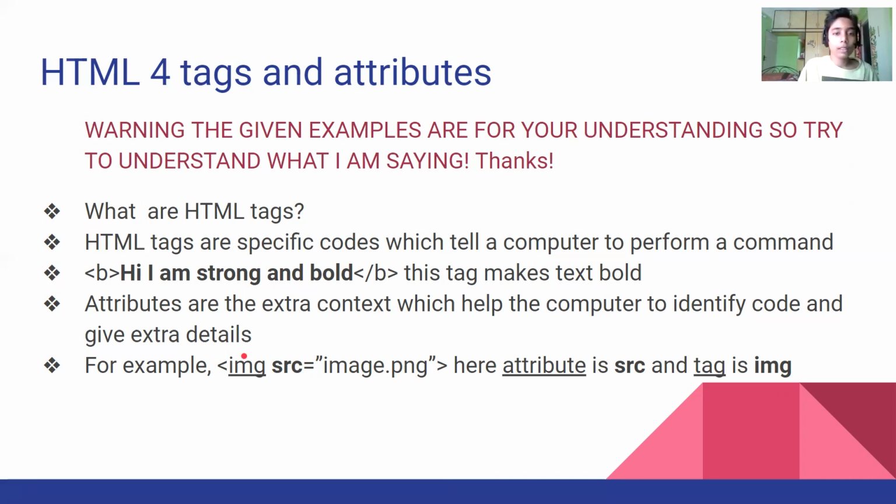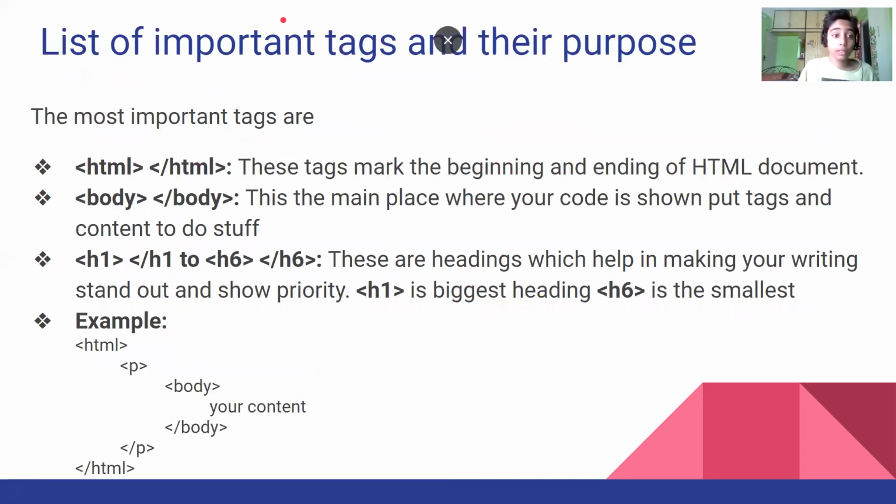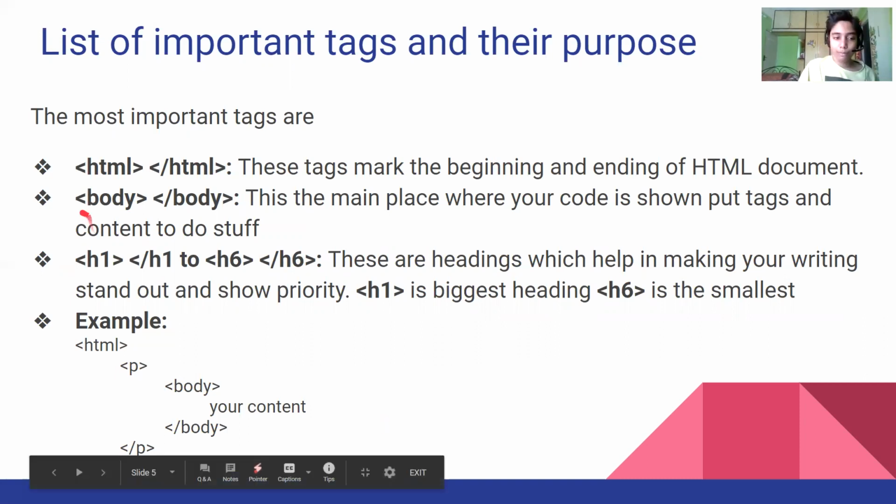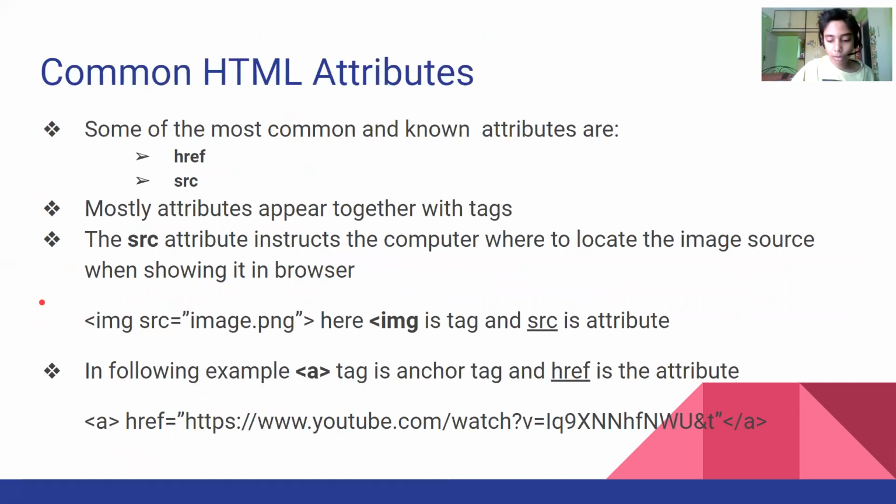Now, a list of tags and their important purposes. The HTML and slash HTML tags mark the beginning and ending of the HTML document. Body and slash body: this is the main place where you code and put your tags and content. 99% of your code goes into the body tag, I believe. You can write a p tag, b tag, a tag, any tag here. This is where your code is shown.